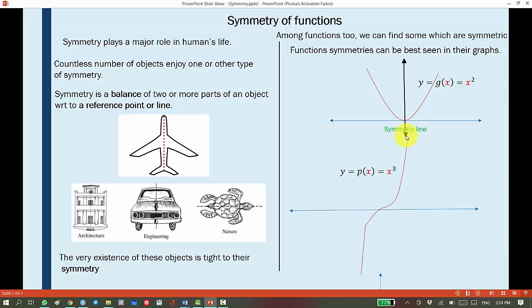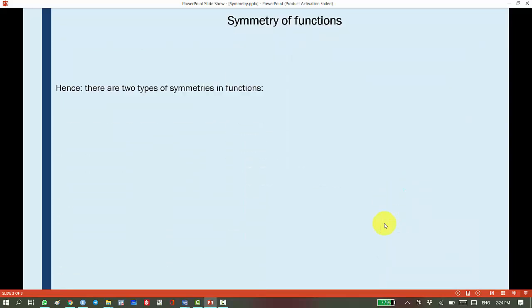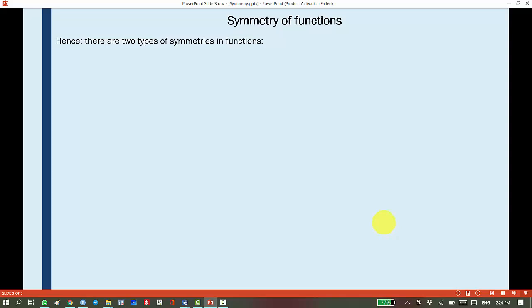Furthermore, consider the graph of the function y equals x to the power 3. If we compare the upper part of the graph with the lower part, which are separated by the origin, we see that the upper part and the lower part are symmetric. We refer to this point as the point of symmetry. Therefore, in functions, we have two types of symmetries.